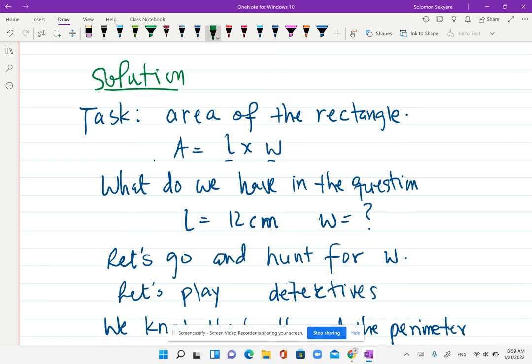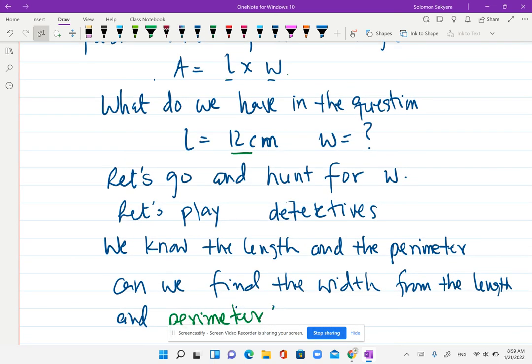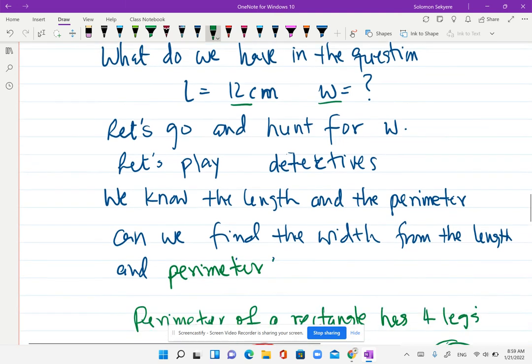What is the formula for area? Area equals length times width. What do we know? We know the length, but we don't know the width. See that? Okay, you know what you need to find. You write a formula and see what you need in order to find what you've been asked to find. Now let's go and hunt for the width. Let's play detectives.